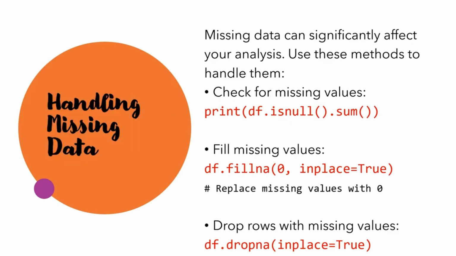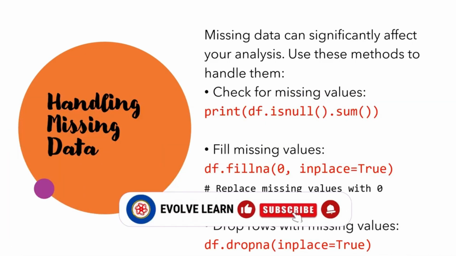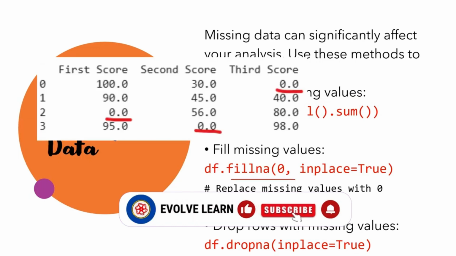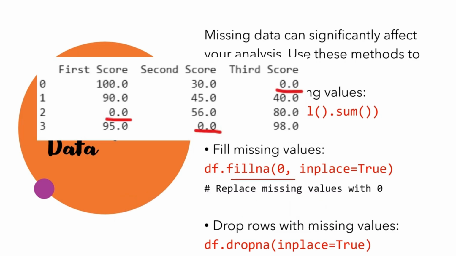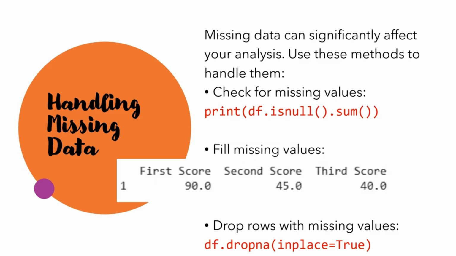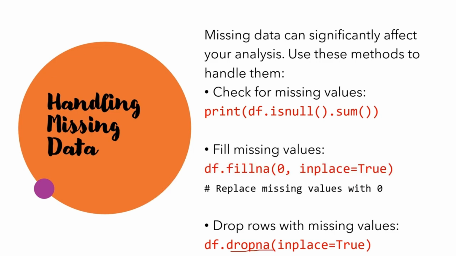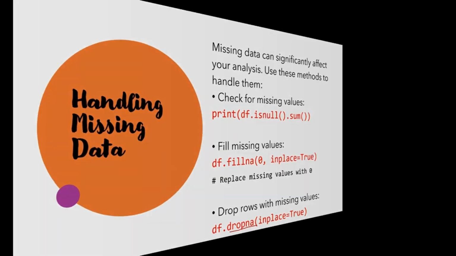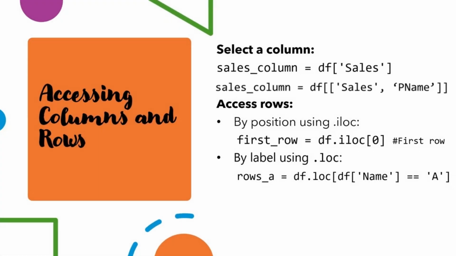The next approach for handling missing data is to fill missing data. For that, we use the fillna method. This method will replace the missing values with 0. Lastly, to handle missing data, you can drop the rows or columns that contain them using the dropna method. By mastering these techniques, you can ensure your data is clean and ready for analysis. Moving on, let's learn how to access columns and rows. Accessing rows and columns is fundamental for data manipulation and analysis.